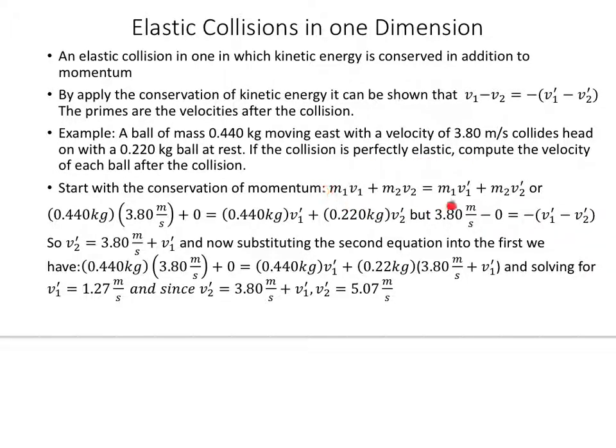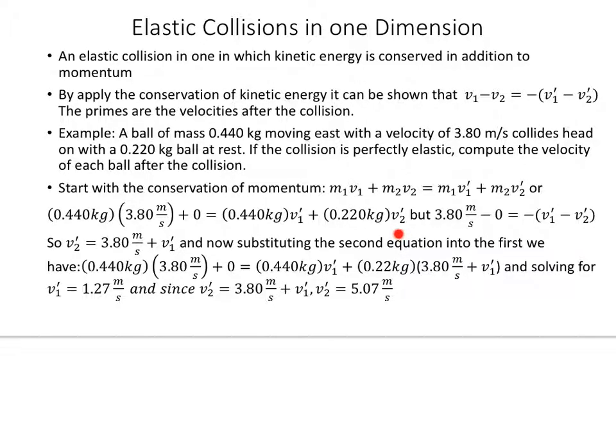So we start out with conservation of momentum. Okay, we've seen this before. The only difference is I'm using the primes here now to indicate velocities after the collision. So we start out with the first ball, which has a mass of 0.44 kilograms, times its velocity. The other ball is at rest, so its momentum is 0. And that's equal to, after the collision, the 0.44 kilogram ball times its velocity, plus the 0.22 kilogram ball times its velocity. Now notice in this equation we've got two unknowns, v1 prime and v2 prime.